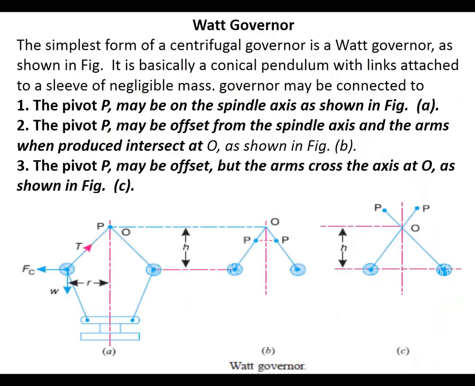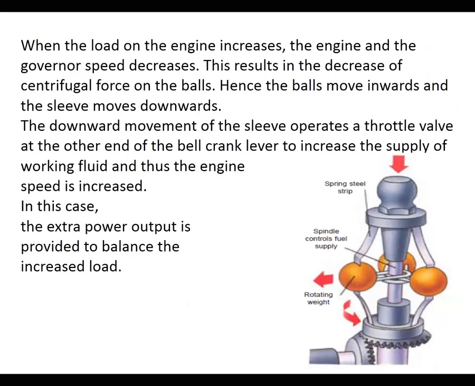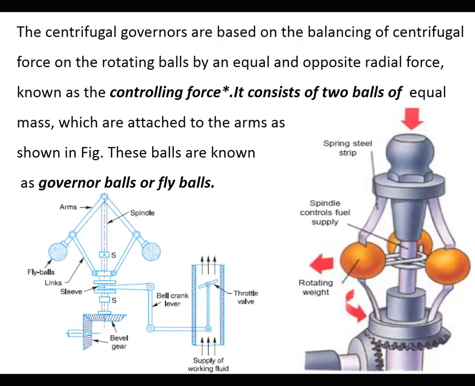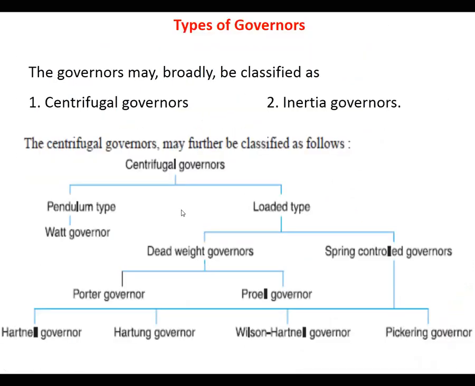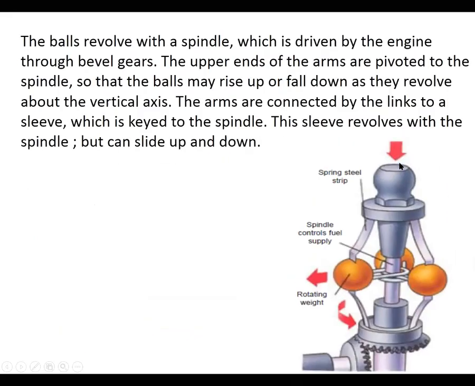Next, coming to the Watt governor, because I have already taken you through the classification of governors. There are two classifications of governors: centrifugal governor and inertia governor. Under the centrifugal governor, the pendulum type governor is one, and the loaded type governor is another. Under the pendulum type governor, I am going to continue with the Watt governor. So let's see how the Watt governor works. After that, we'll go through the Porter governor and the Proell governor. Very initially, we'll see how the Watt governor is working here.